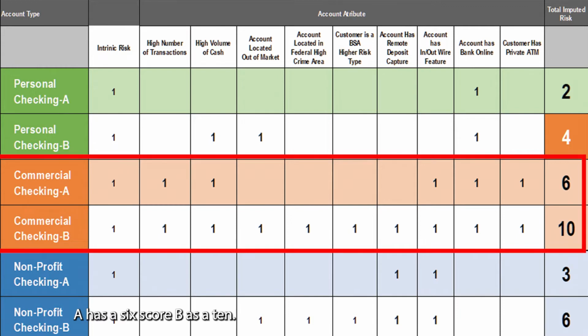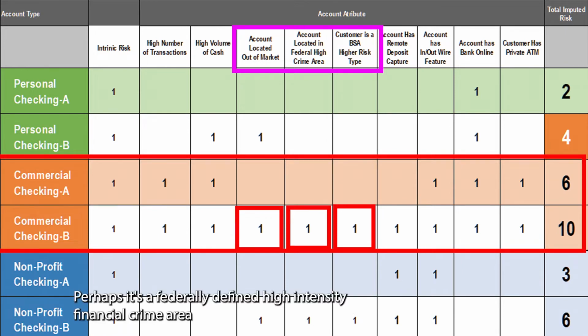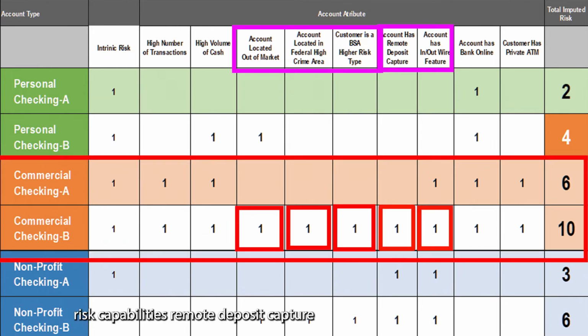A has a 6 score, B has a 10. Again, what's the difference? Notice that B is a high volume account that is located outside the institution's market and inside a high-risk geography. Perhaps it's a federally defined high-intensity financial crime area, a HIFCA, or a high-intensity drug trafficking area, a HIDA. Plus, the account owner is in a higher risk category. Maybe they're a pawn shop or an antiquities dealer. In addition, B has two high-risk capabilities: remote deposit capture and wire service origination.